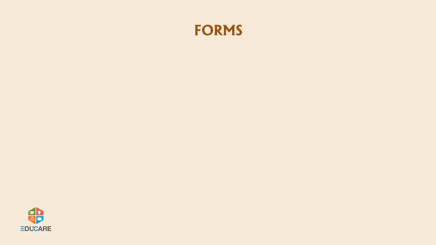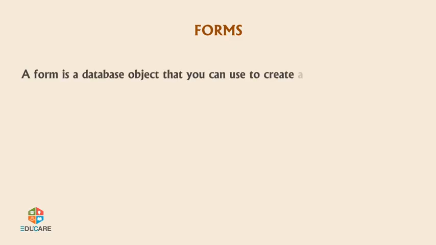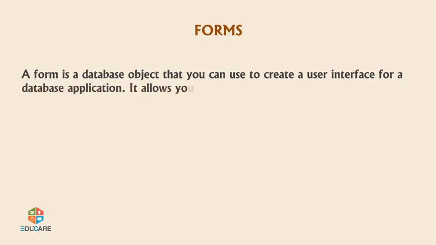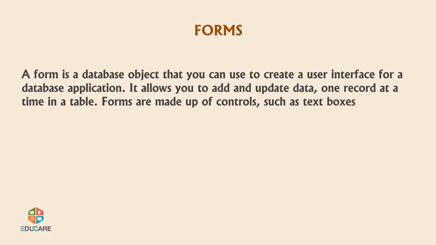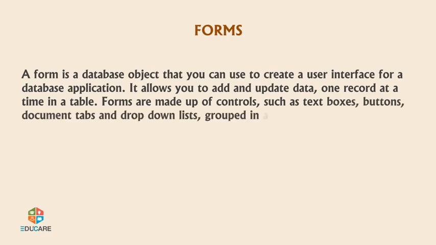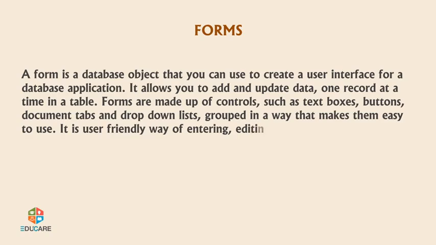Forms. A form is a database object that you can use to create a user interface for a database application. It allows you to add and update data, one record at a time in a table. Forms are made up of controls such as text boxes, buttons, document tabs, and drop-down lists, grouped in a way that makes them easy to use. It is a user-friendly way of entering, editing, and viewing the information in the table.